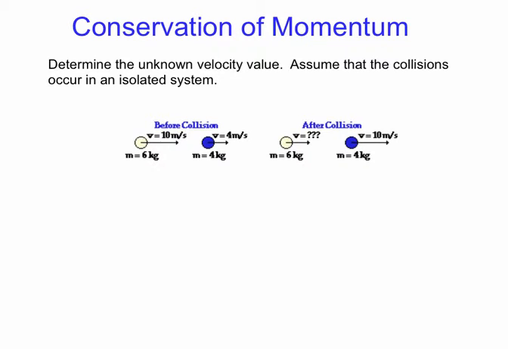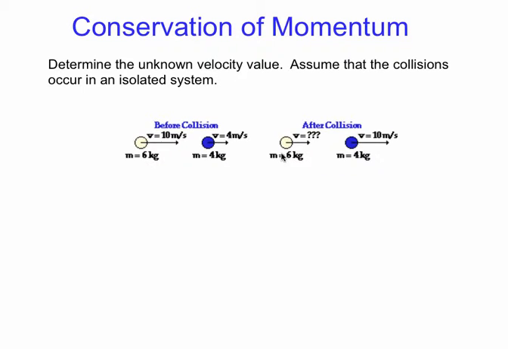And today we're going to look at both elastic and inelastic collisions dealing with conservation of momentum. So we have this example right here. We have two objects and they're both moving, and we have the information about them before the collision and we have it after the collision. And what we want to do is find out that unknown variable. So in this case, I want to find out the final velocity of the 6-kilogram object.